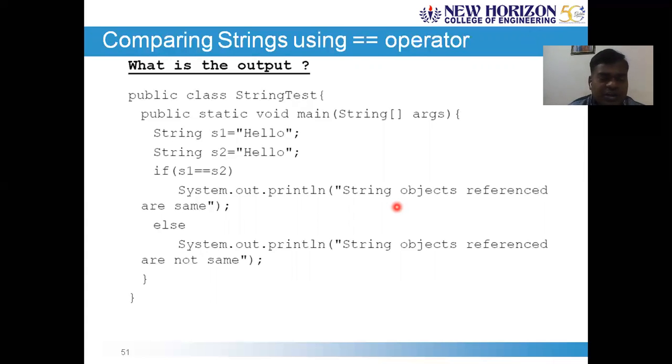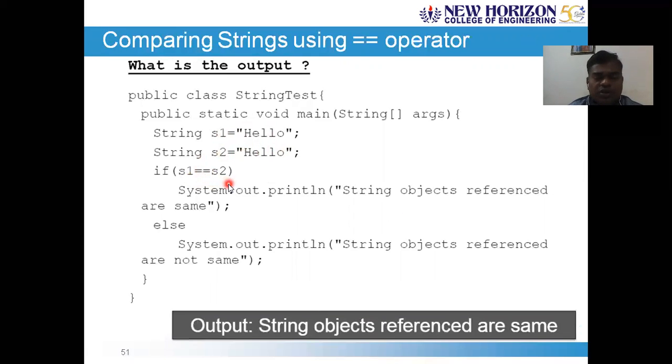The expected output of this program is that the string objects references are the same, because the set of characters remains the same. In order to compare whether these two string objects s1 and s2 refer to the same object at the memory level, we can use the double equal symbol, which returns true. So you can observe it is the same.